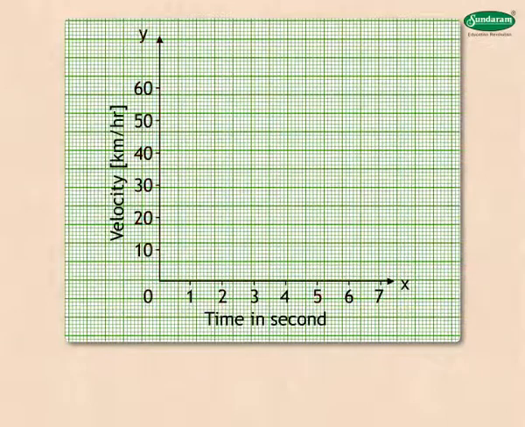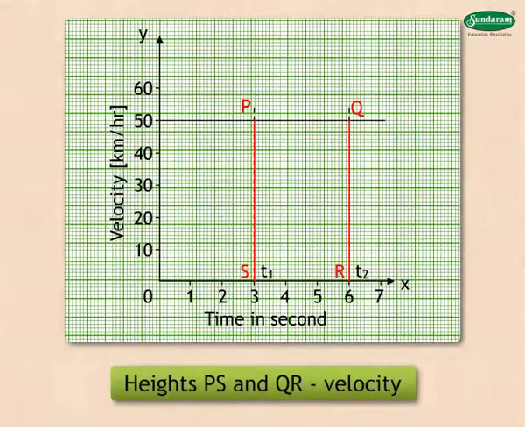To determine the distance travelled by the train, draw perpendiculars from the points corresponding to the time t1 and t2 on the graph at points P and Q so as to form rectangle PQRS. What do heights PS and QR represent? The heights PS and QR represent velocity.